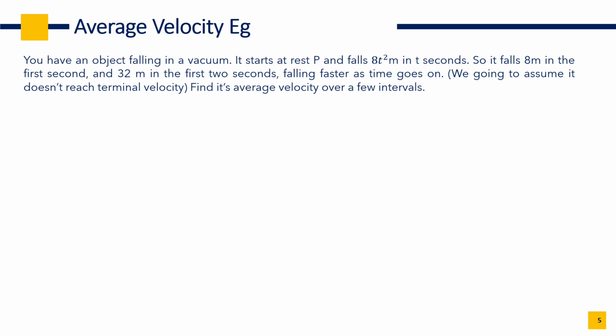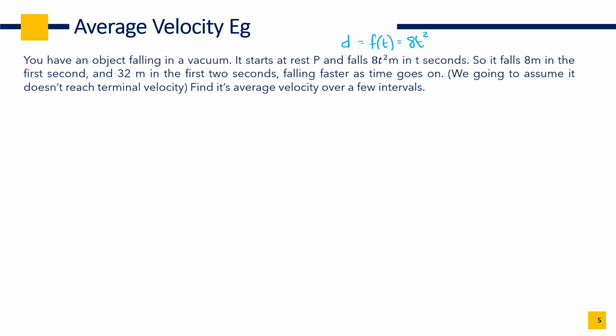So we have an object that falls in a vacuum, to make our lives a lot easier when it comes to working out everything. It starts at rest at P and falls 8t squared meters in t seconds. So it is a function of t, which is equal to 8t squared, and that function produces your distance in meters. Let's call it your distance, d. So it falls 8 meters in the first second, and it sits at 32 meters at the second. So you can actually see it speeding up as it falls.